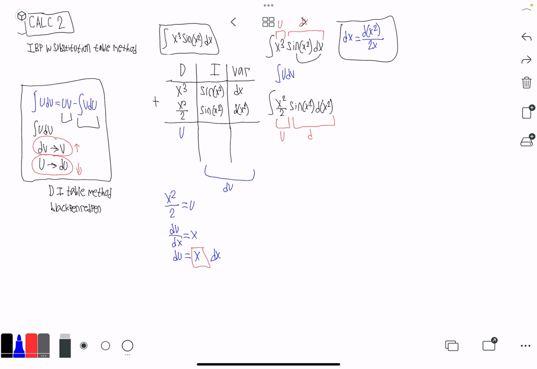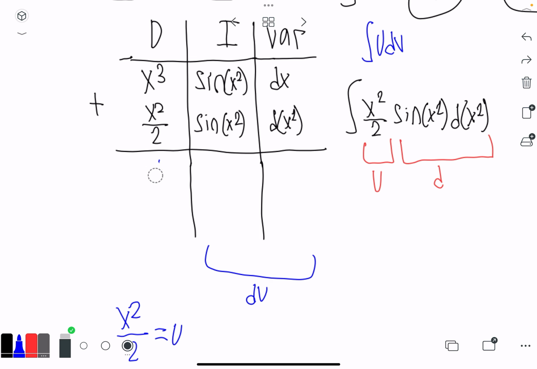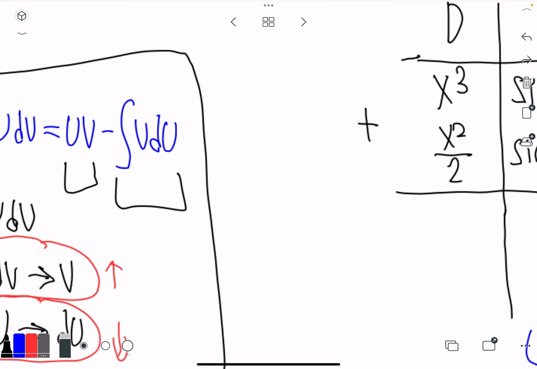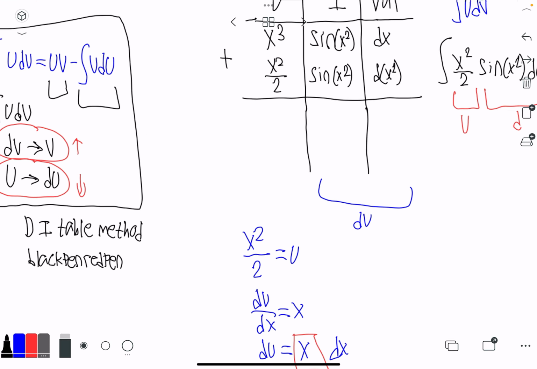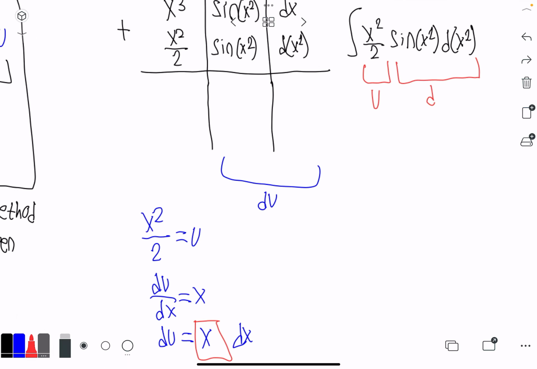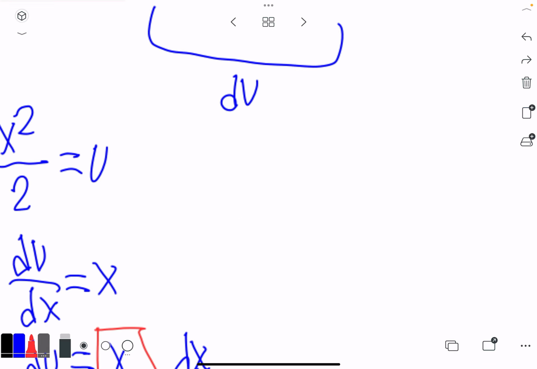So this whole table thing is just a way to rewrite the equation, and you put segments into it. That's why we have these lines. It actually means nothing. It's just to segment it. So now that you know what du is, we just need to find v, which is just the integral of dv. So in this case, dv is sine x squared dx squared, right?